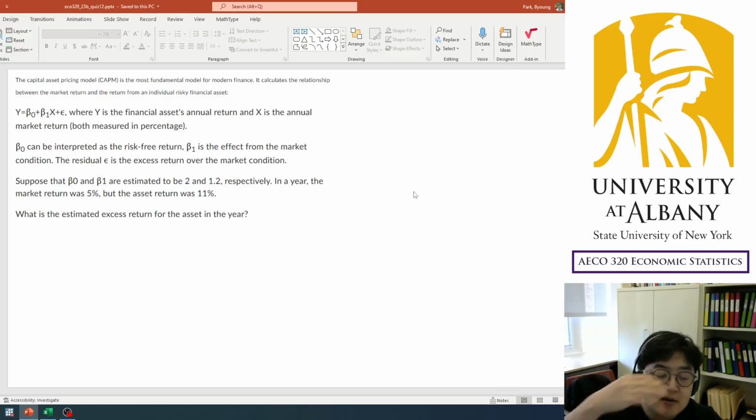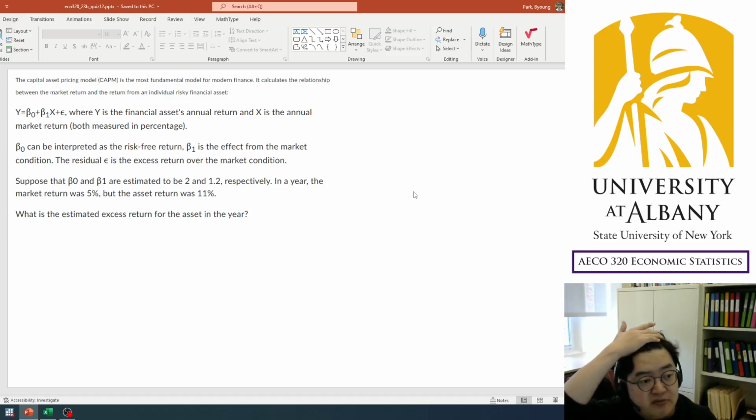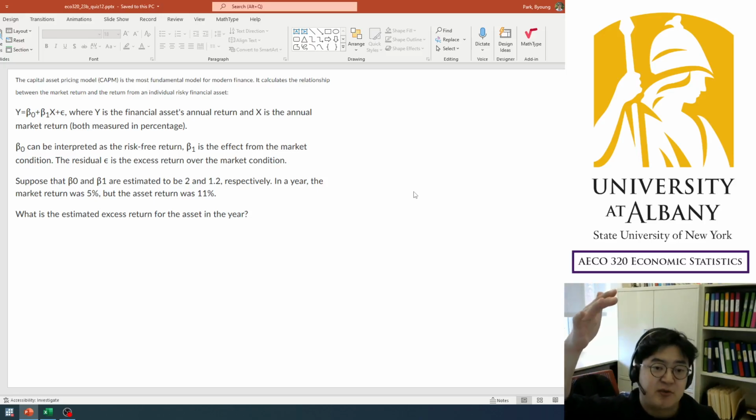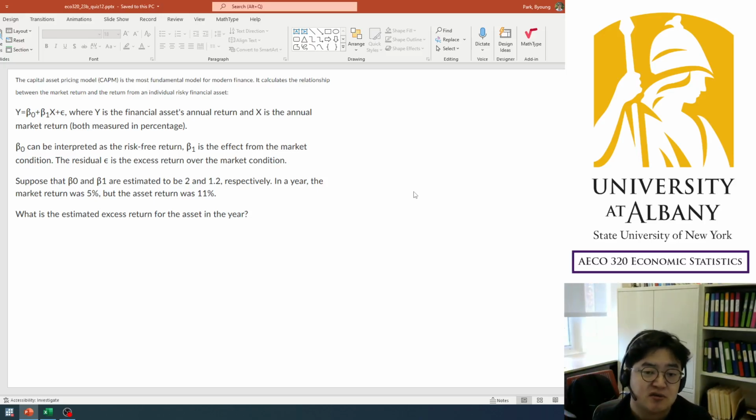So even if you know the market condition, there may be some shocks to each individual firm. So sometimes an individual firm may outperform the expectation or do worse than the expectation. So that's the excess return. Suppose that, by the way, in the typical CAPM model, beta 0 is called alpha and beta 1 is called beta. But in our notation, we call them beta 0 and beta 1. But typically, in finance, they just say what is alpha, what is beta, right?